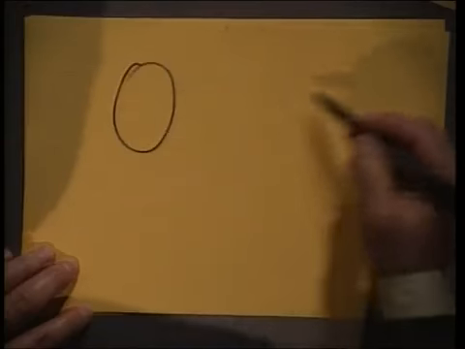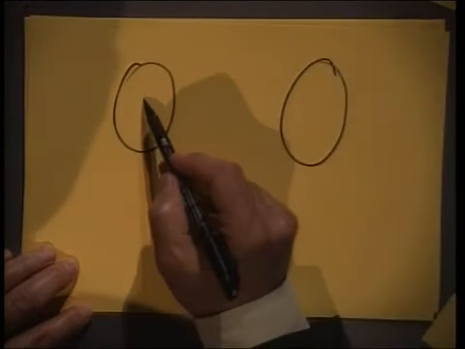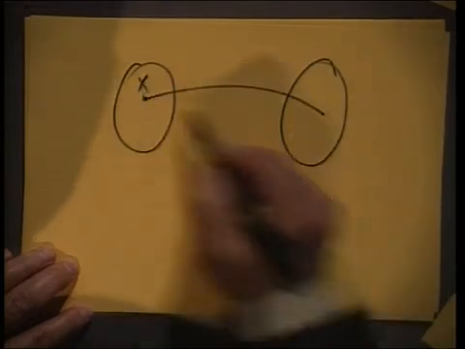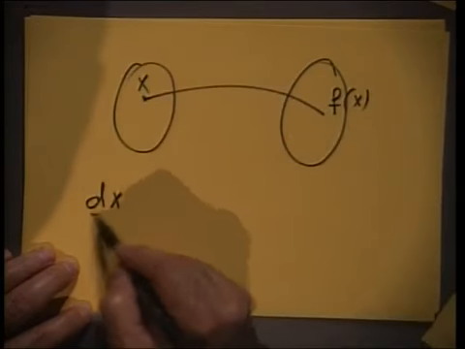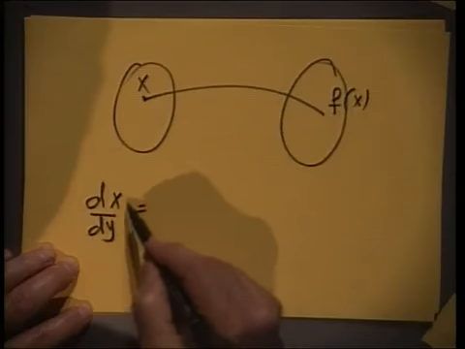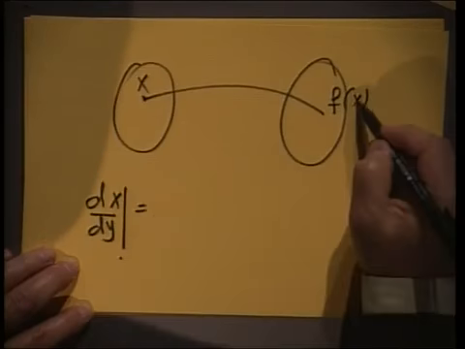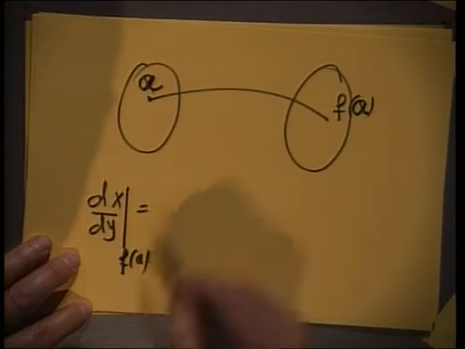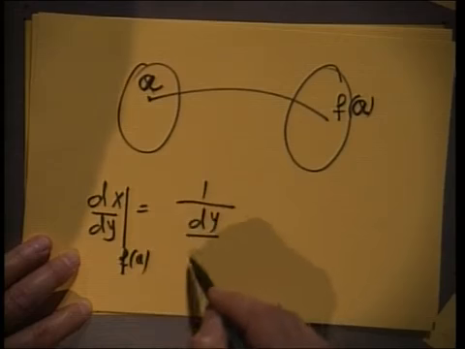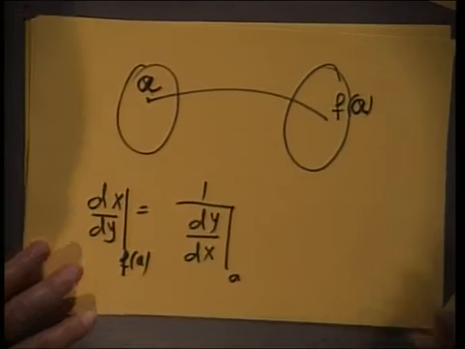Either you do it this way, or you have here two sets. This is x, and this is f of x, which is y. So you get the derivative dx by dy at the point f of a. This is a, and this is f of a. The derivative at the point f of a is equal to 1 over dy by dx at the point a. This is the theorem.